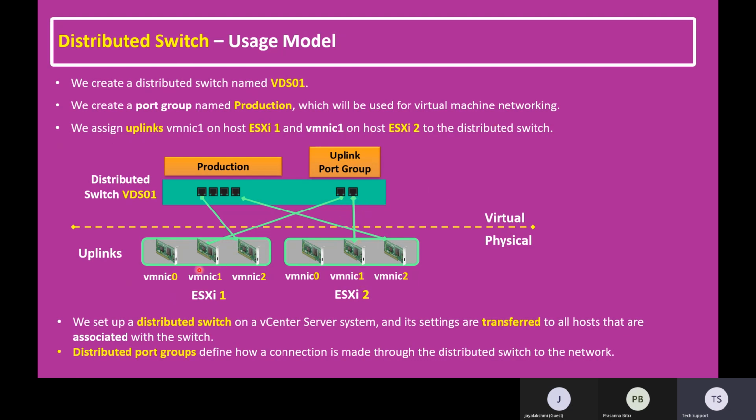Each ESXi host must have one network card dedicated to management traffic. From each ESXi host, we can use two NIC cards minimally, and you can use more than two NICs also. That is the main importance of the usage model. We set up a distributed switch on the vCenter Server system, and its settings are transferred to all the hosts associated with the distributed switch. Distributed port groups define how a connection is made through the distributed switch to the network. Okay, so in the next slide, we are going to observe the difference between the standard switch and the distributed switch.